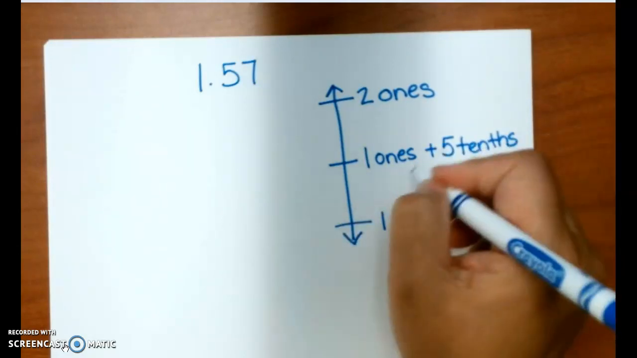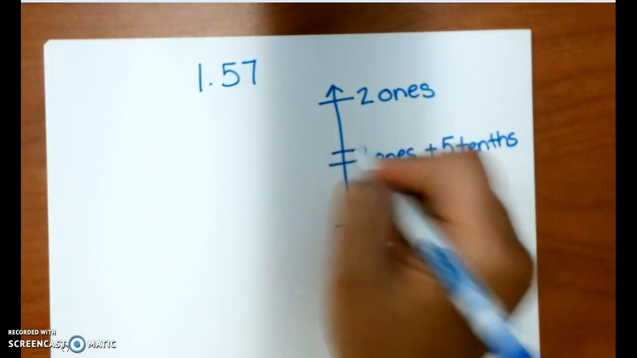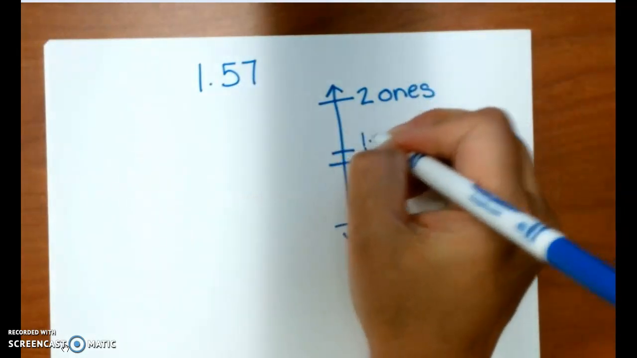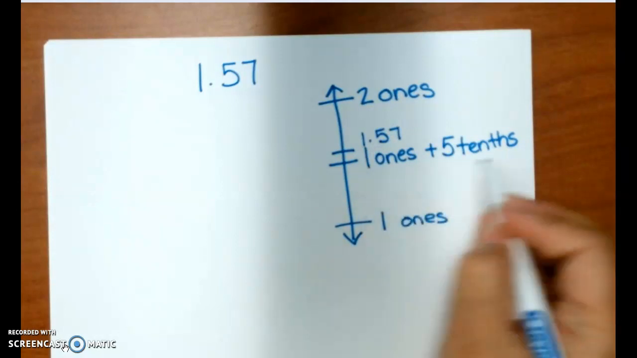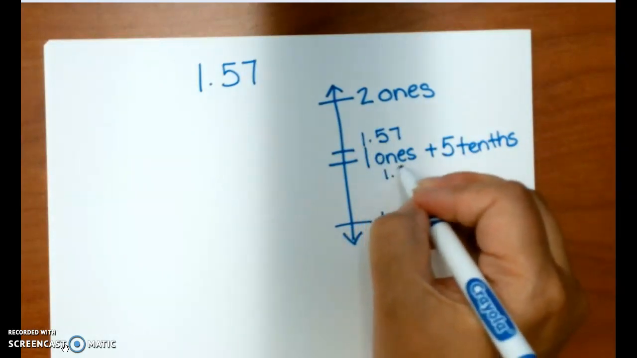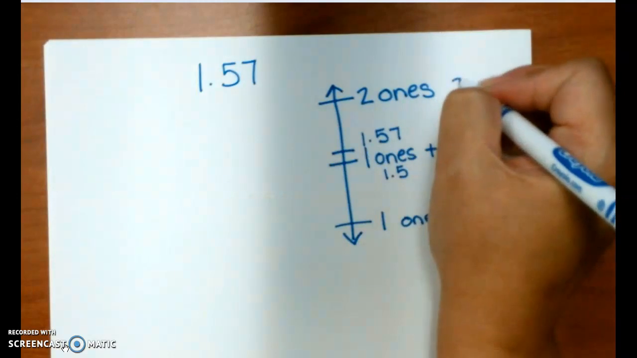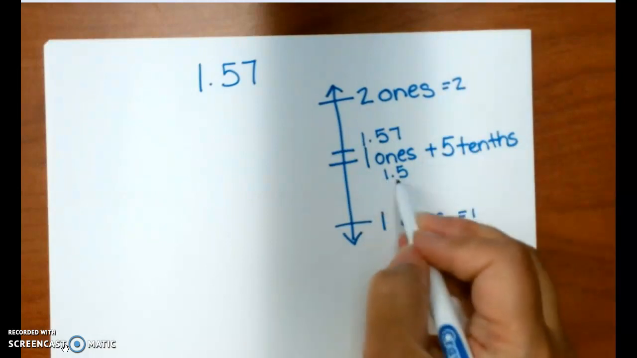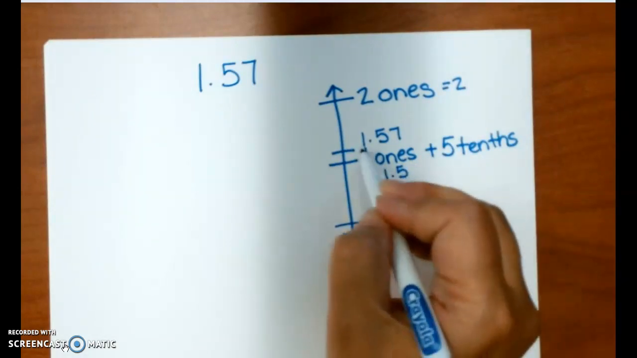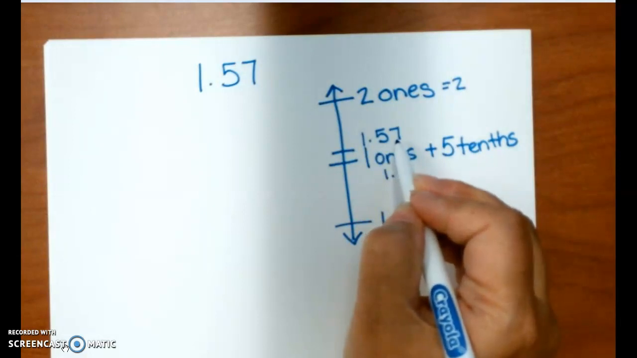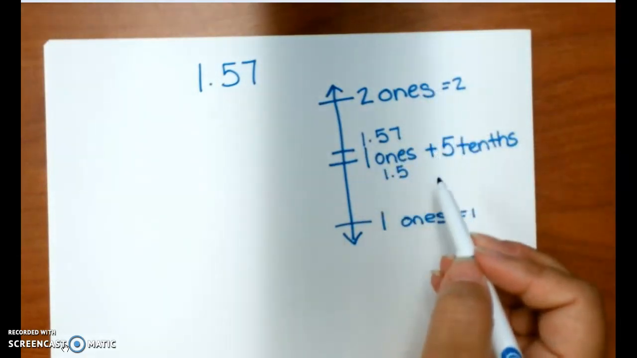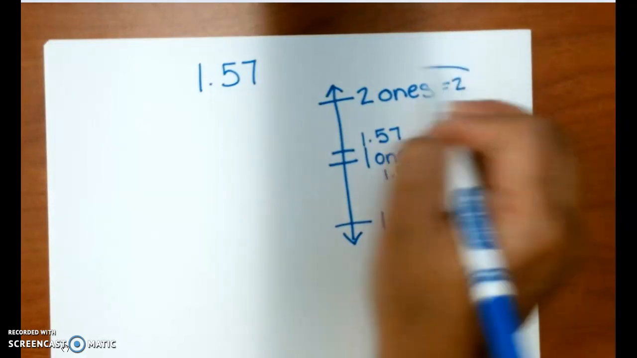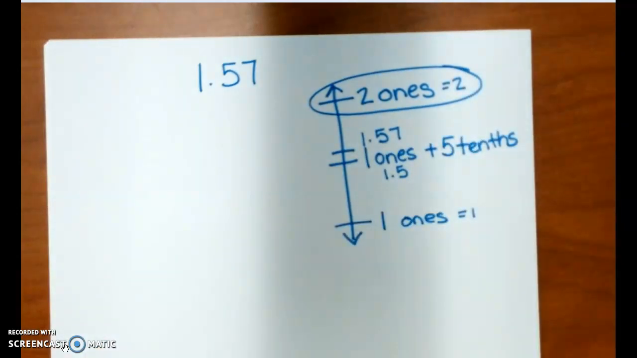So now I have 1 one, 5 tenths, and 7 hundredths. So that's going to go a little bit above this, which in standard form would look like that. So I have 1 and 5 tenths. 1 and 57 hundredths is a little bit more. So if I'm rounding this to the nearest whole number, I'm going to round it to 2.